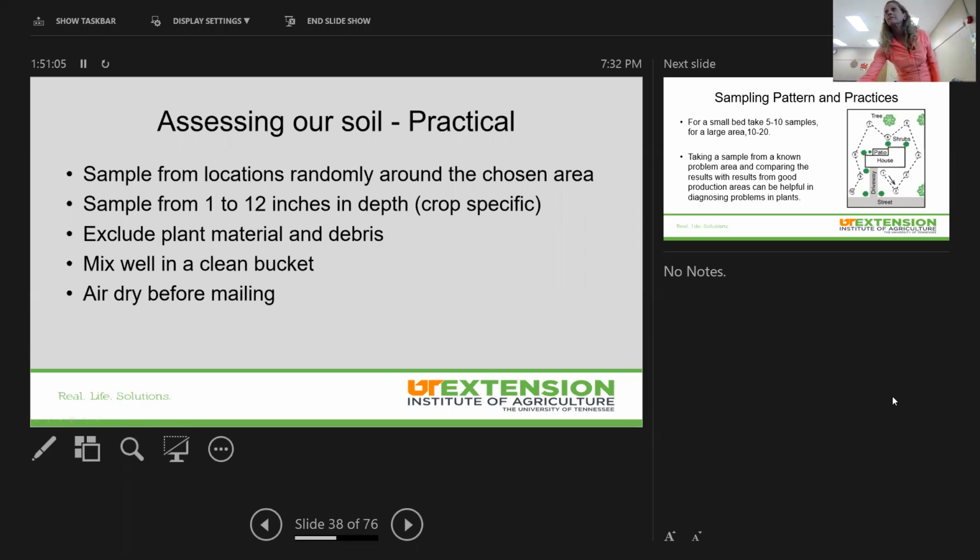Carla, can you let it dry in the bucket, or is it better to wait till the ground is fairly dry to get a better representation? If you spread it out, it'll dry a little bit quicker, because in a bucket you'll have to continue to mix it, since the bottom part will stay wet. You could turn it in the bucket, or you could put it out on a piece of newspaper or something.